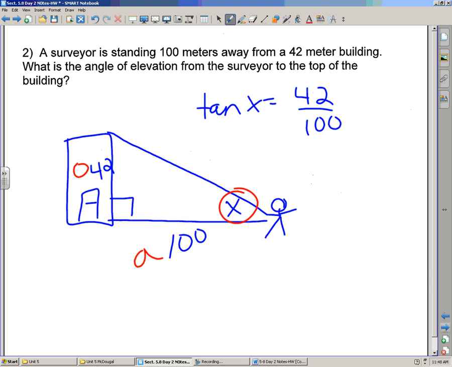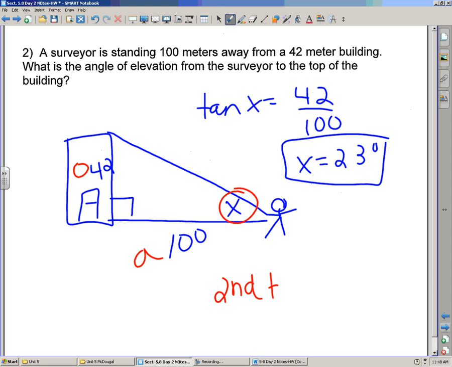Don't forget when you're finding missing angles, you're looking for the inverse tan function. So we've got this one to be x equals 23 degrees. Remember, here what you're doing in your calculator is you're doing not tan, but second tan, 42 divided by 100.